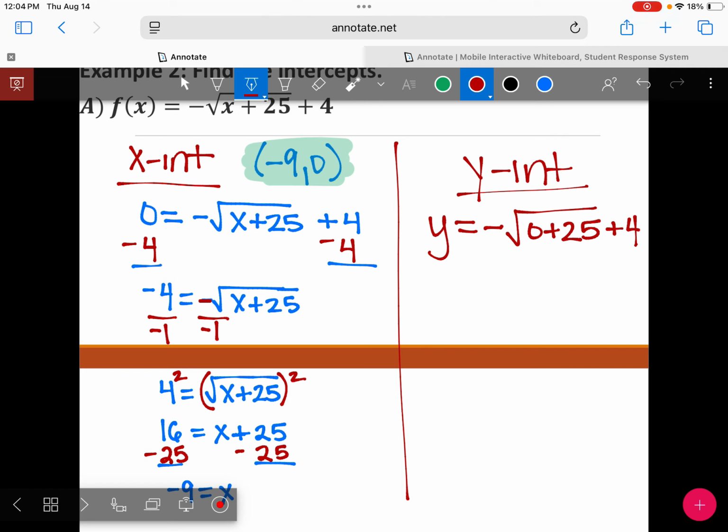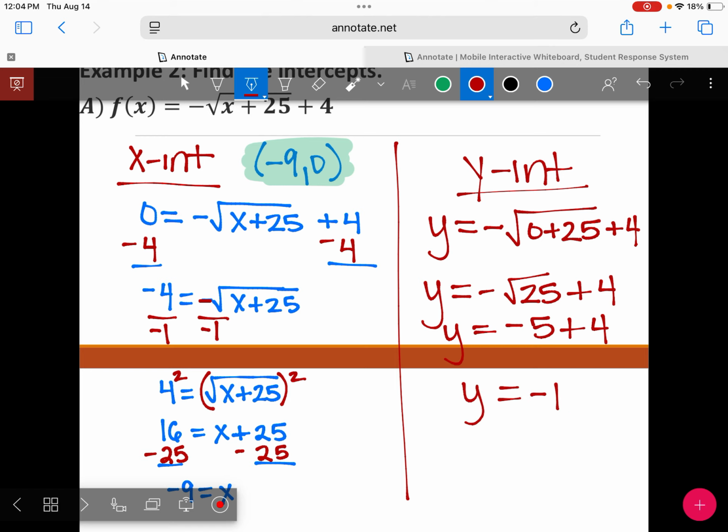And we're just doing order of operations. A square root is the same as a parentheses, so we're just doing PEMDAS. We start off with what's in the parentheses, which is the same as the square root. So we have y equals negative, and then I have the square root of 25 plus 4. The square root of 25 is 5. So negative 5 plus 4. And you get y equals negative 1.